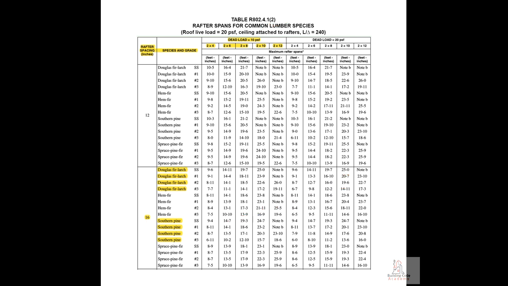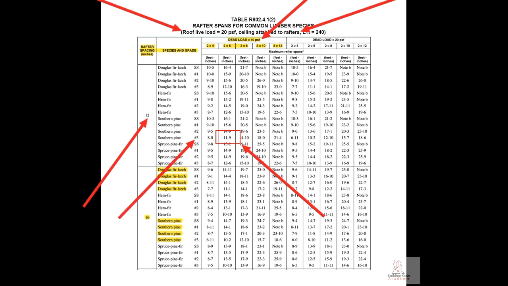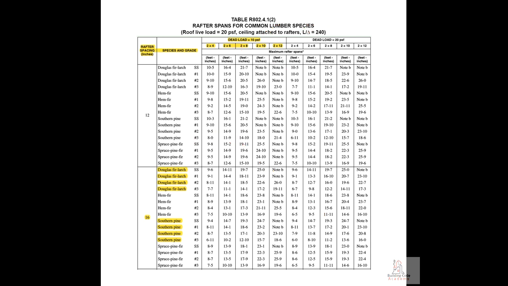Rafter max span is 11 feet and 9 inches when roof live load is 20 psf, dead load 10 psf, ceiling attached to rafters. Rafter spaced 12 inches with southern pine number 3. Rafter nominal size is 2 by 6 inches, and so on.